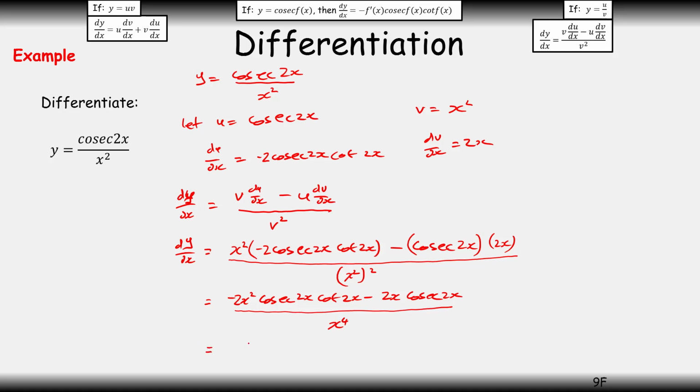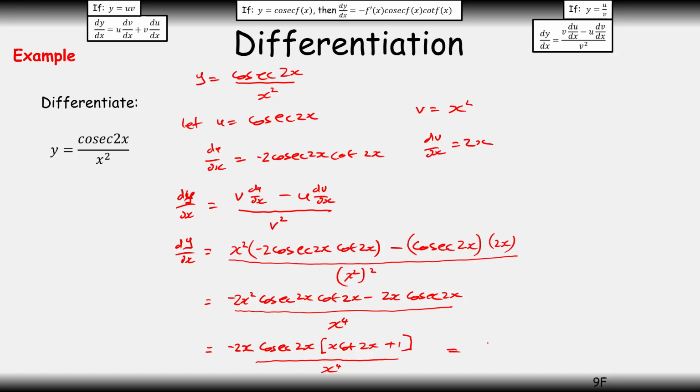So I'm done. I just need to simplify now. What's common to both terms in the numerator? Well, minus 2x cosec 2x. And so I'm left with x cot 2x minus, I've taken everything out here, I've taken the minus out, so it's plus 1 all over x to the power of 4. I've got an x on top and an x below, so I'll cancel one of the x's below.